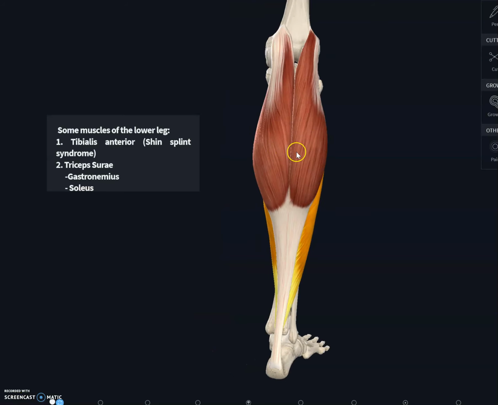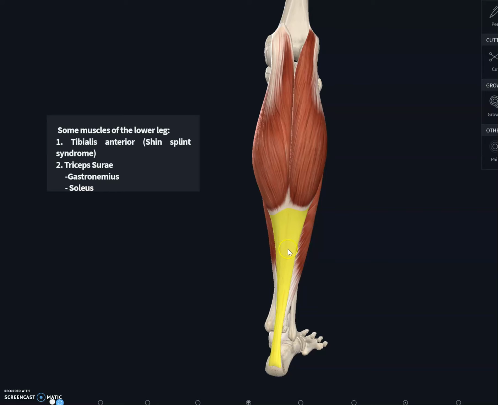Now, if you look at the back of the leg, you have the posterior compartment of the leg, which is actually made up of some superficial and some deep groups. The superficial muscles share a common point of insertion. So all of them insert into this tendon over here. This is the calcaneal tendon, or it is also known as the Achilles tendon.